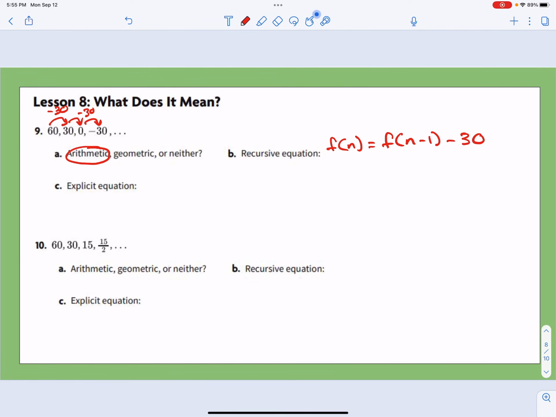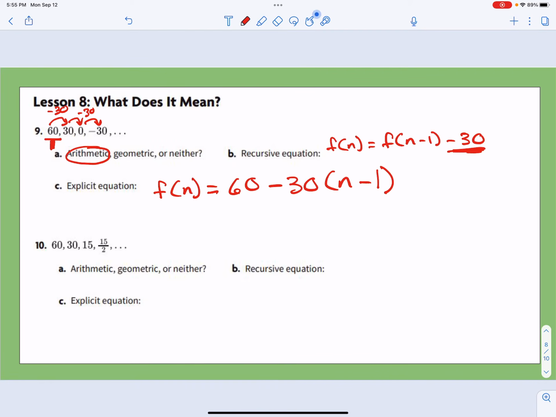Now, for the explicit, let's try the new method. I have my starting point here, and I have my rate of change here. So we're going to say that f of n is equal to our starting point minus, I'm saying minus because our rate of change is 30, times n minus 1. Okay, does that work? It certainly does.